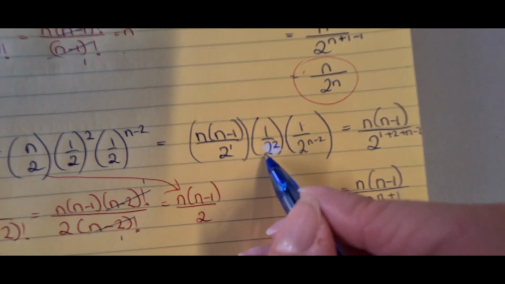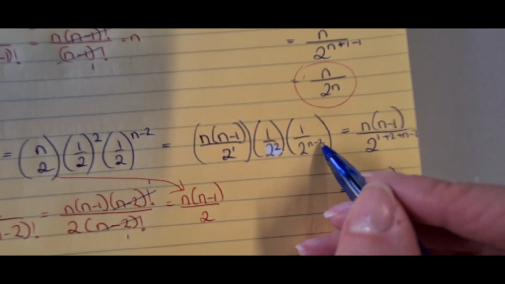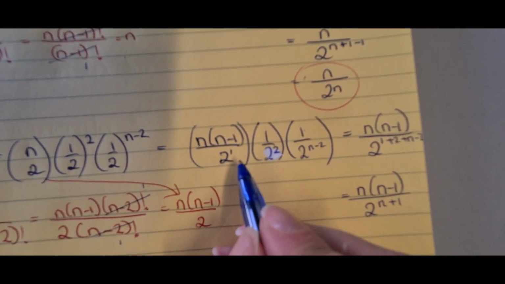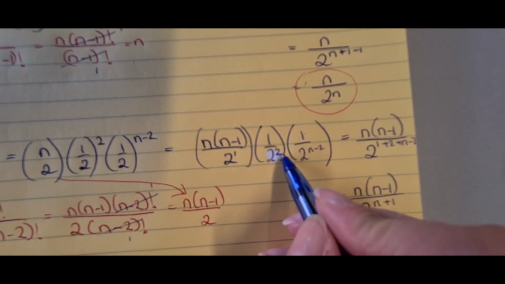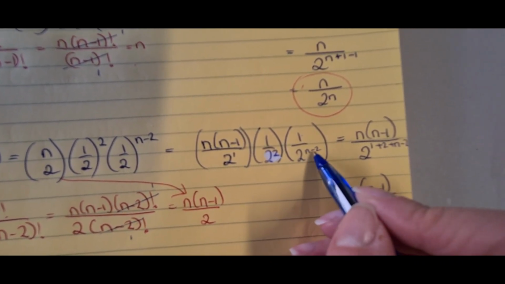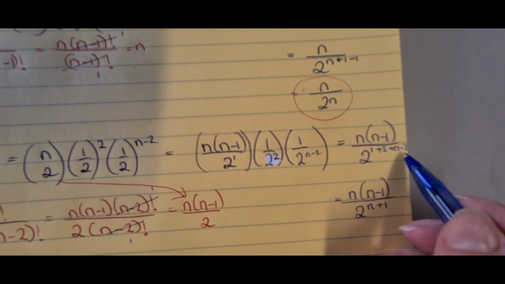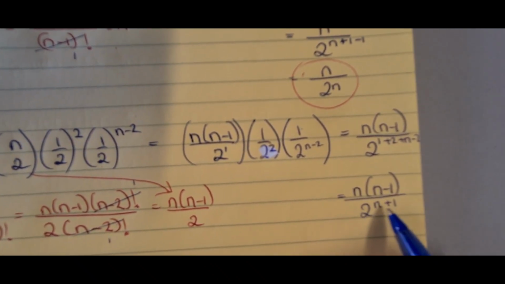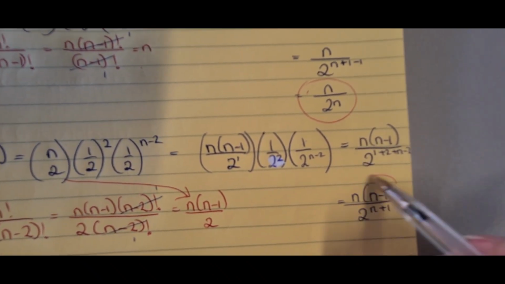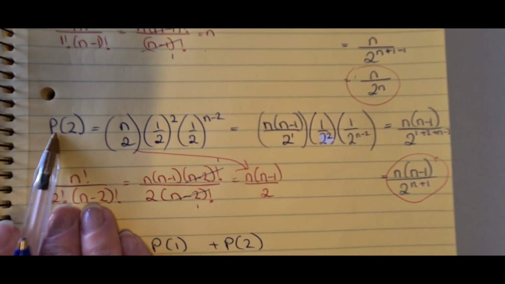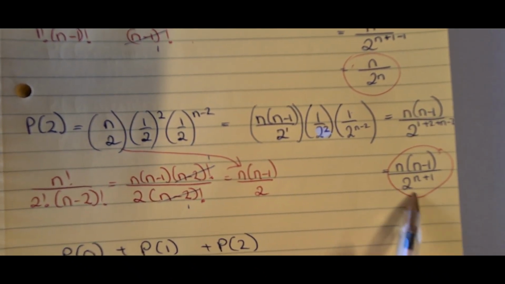So 2 to the power of 1 multiplied by 2 to the power of 2 multiplied by 2 to the power of n minus 2. You're just going to add all the indices. So that's going to be 1 plus 2, which is 3. 3 plus n minus 2, which eventually will become 2 to the power of n minus 1. Okay, so the probability of 2 occurring can now be written as this algebraic expression.